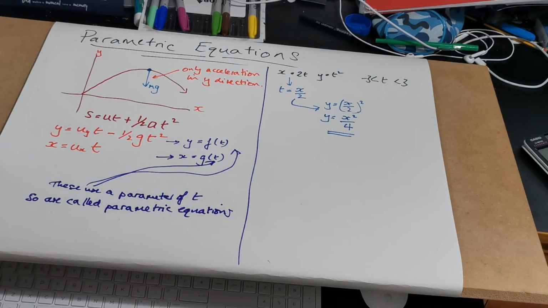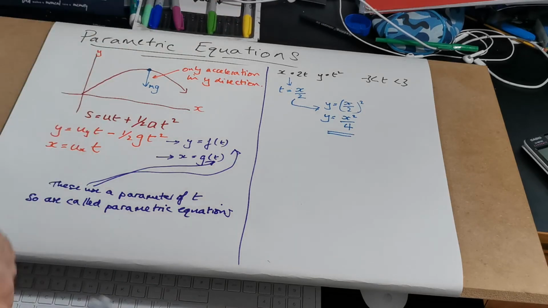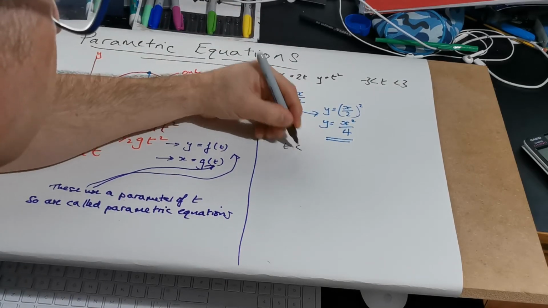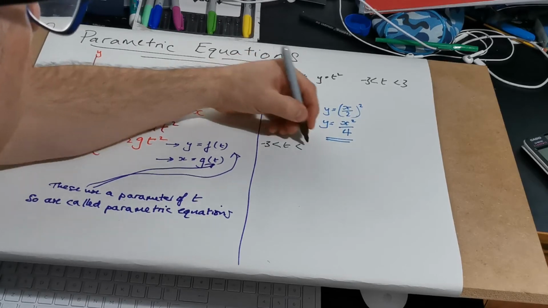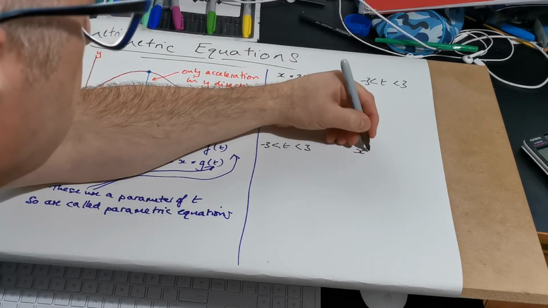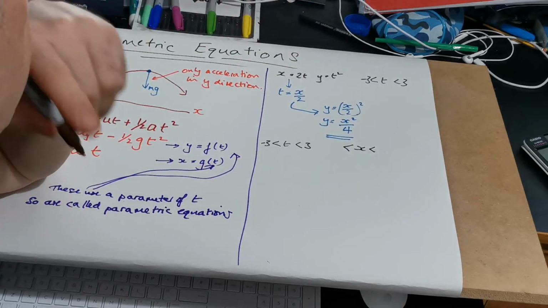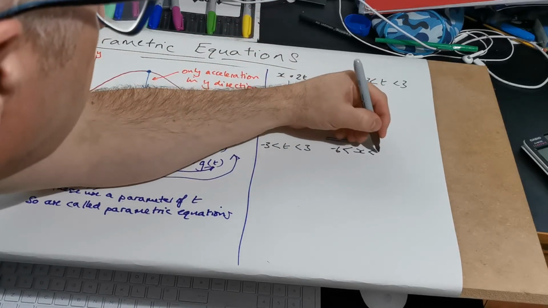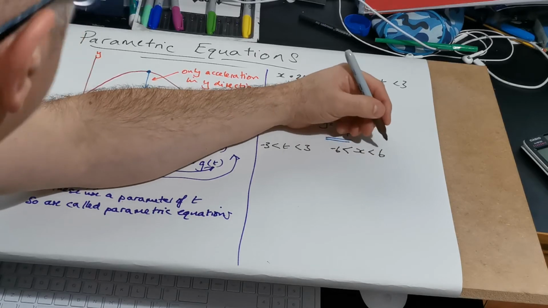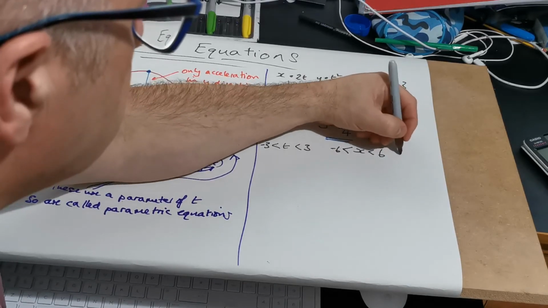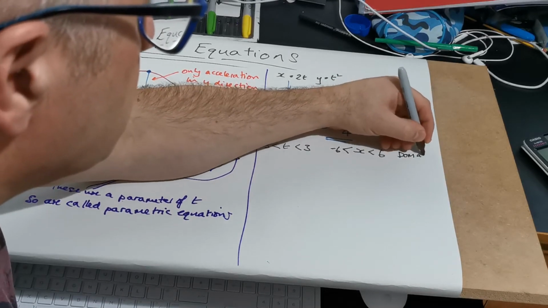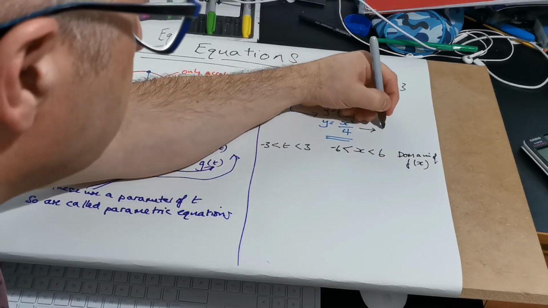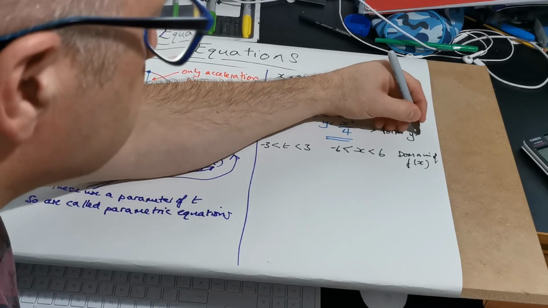Okay. Now, the other thing that we need to look at is, if t is between -3 and 3, then x is between -6 and 6, and that will be the domain of f(x) if this is in the form y is equal to a function of x.